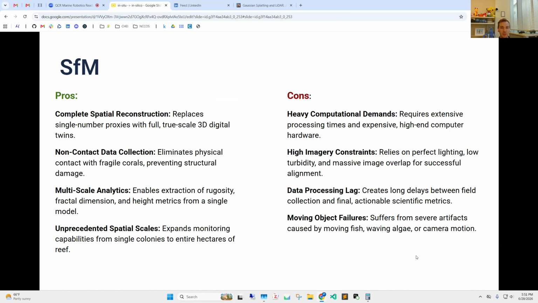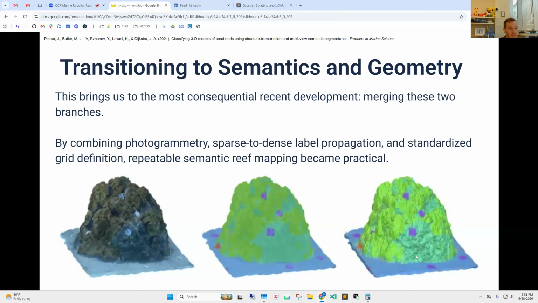I'm going to skip this. Yeah, this is sort of the last pivot, actually. And this is where we merge these two stories together.